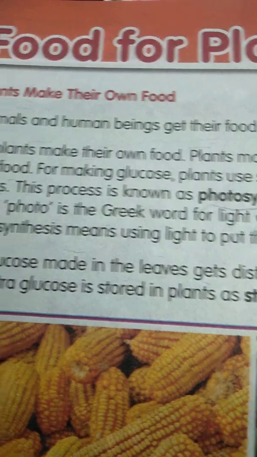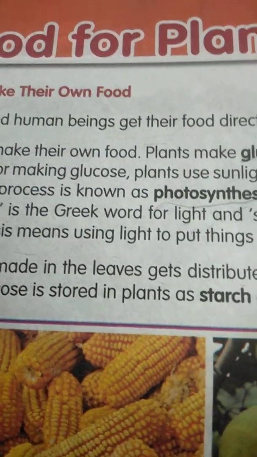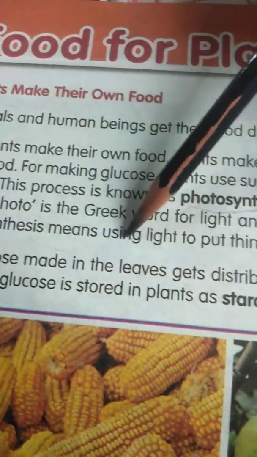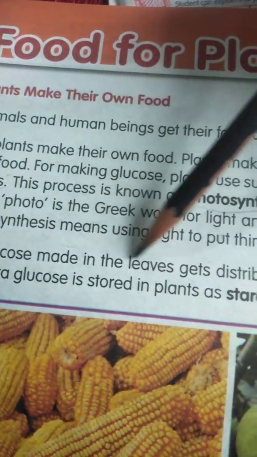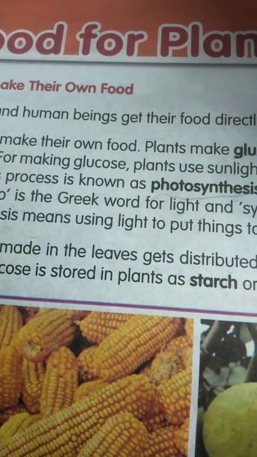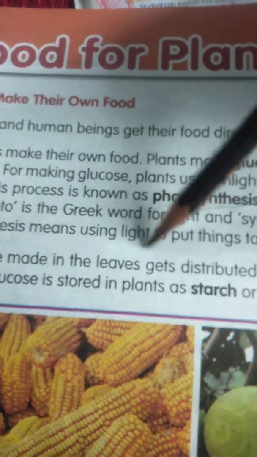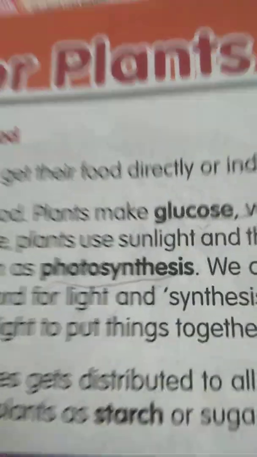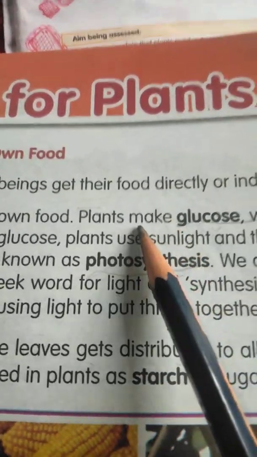We can divide this word into two parts. Photo is the Greek word for light, and synthesis means to put together. Photosynthesis means using light to put things together. So the glucose made in the leaves gets distributed to all parts of the plant as food. The extra glucose is stored in plants as starch or sugar, right?